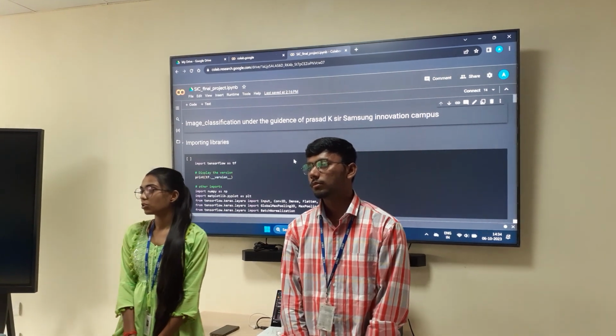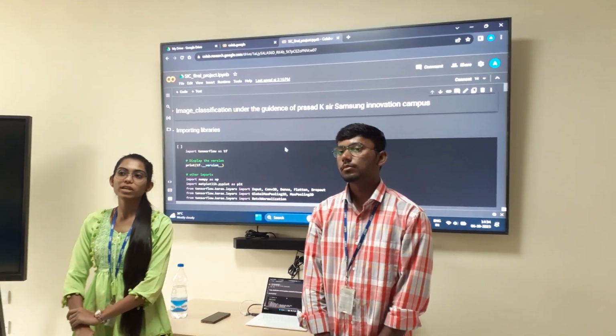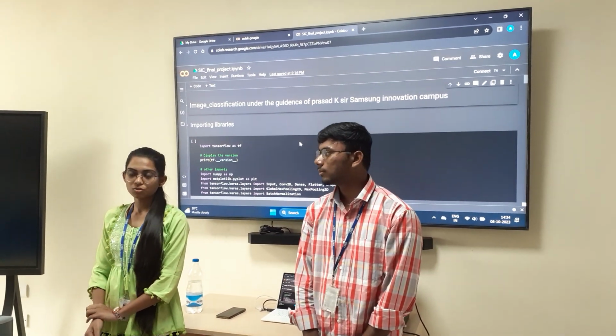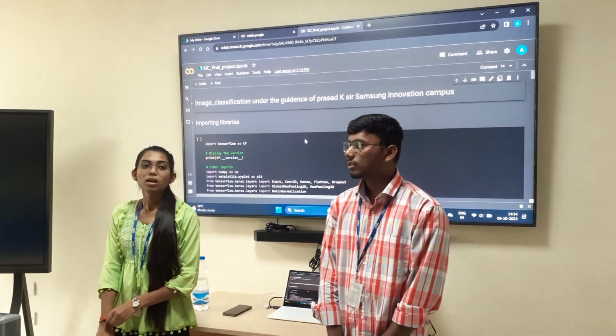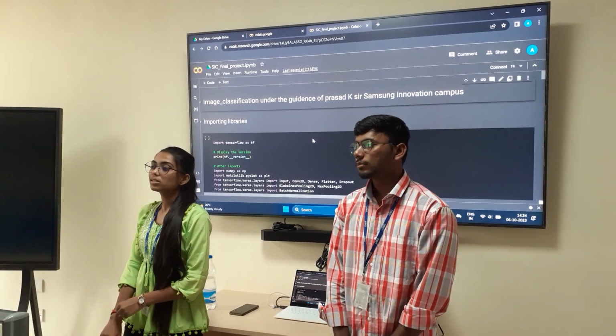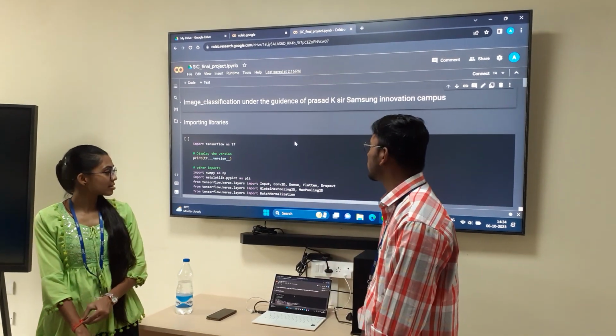Under the Samsung Innovation Campus, we are dealing with a project. Herein we have chosen our Team 3, and I am Nidhi Sinha. I am Aditya Rajgupta. And the project we have selected is image classification. It's guided by Prasad Kesar.